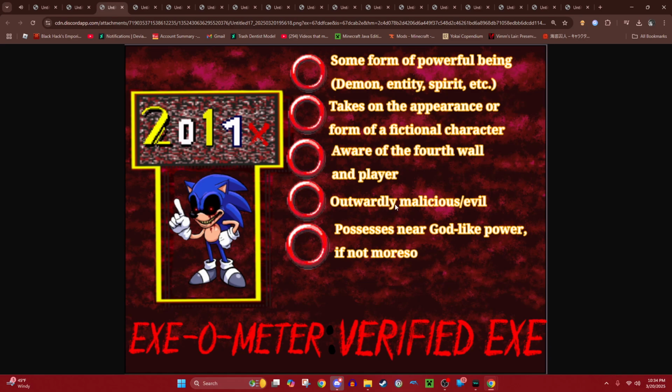Fourth, are they outwardly malicious and evil? Once again, I don't know. You tell me. The answer is yes. Finally, the fifth one. Do they possess near godlike power, if not more so? Oh yes. Yes, he does. So with all of these checked off, then they are verified to be an EXE. They are very strongly an EXE. If it weren't already obvious by the fact that this is confirmed to be an EXE.